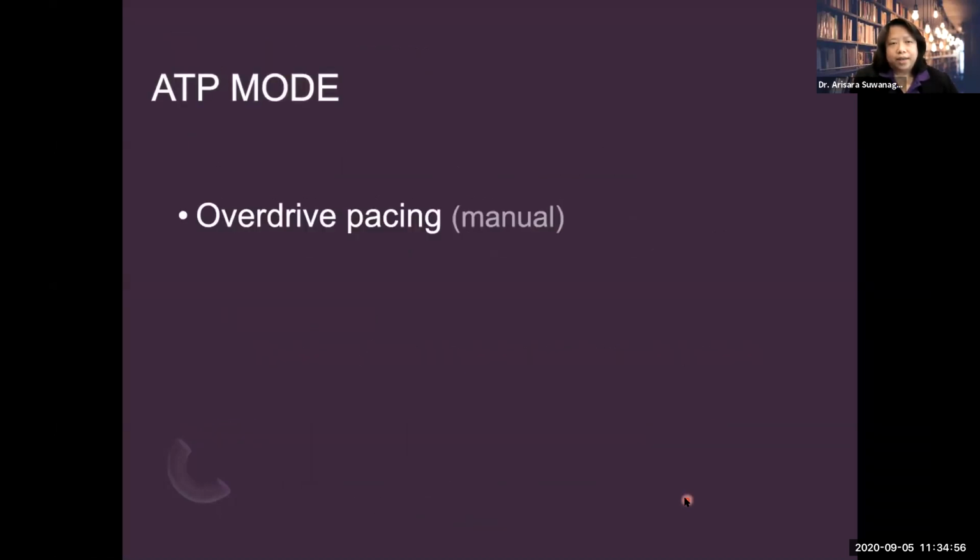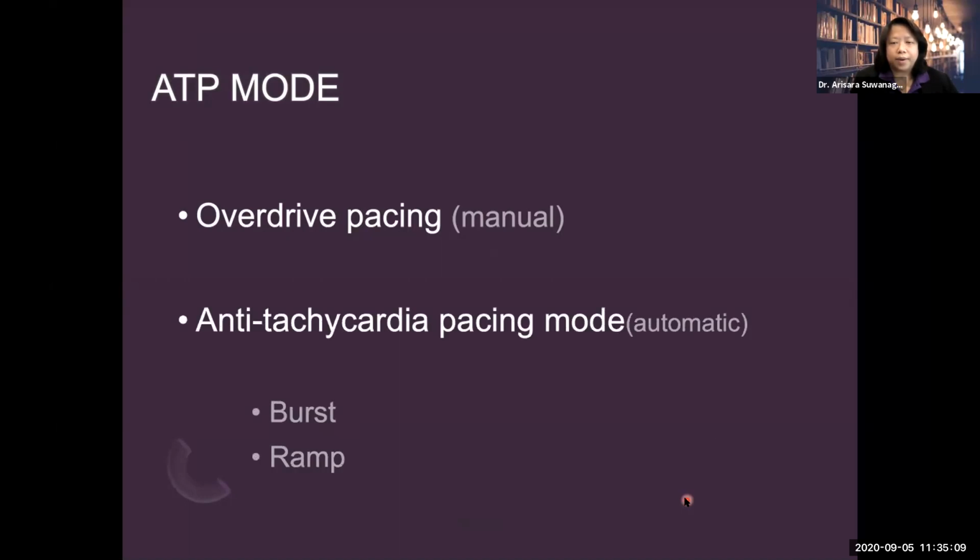Okay, so the ATP that I mentioned is the same thing as overdrive pacing, but overdrive pacing is the wording used for manual pacing. So if you pace on your own, you call it overdrive pacing, but if it's automatic, you call it anti-tachycardia pacing, which has 2 modes. They have burst and ramp.